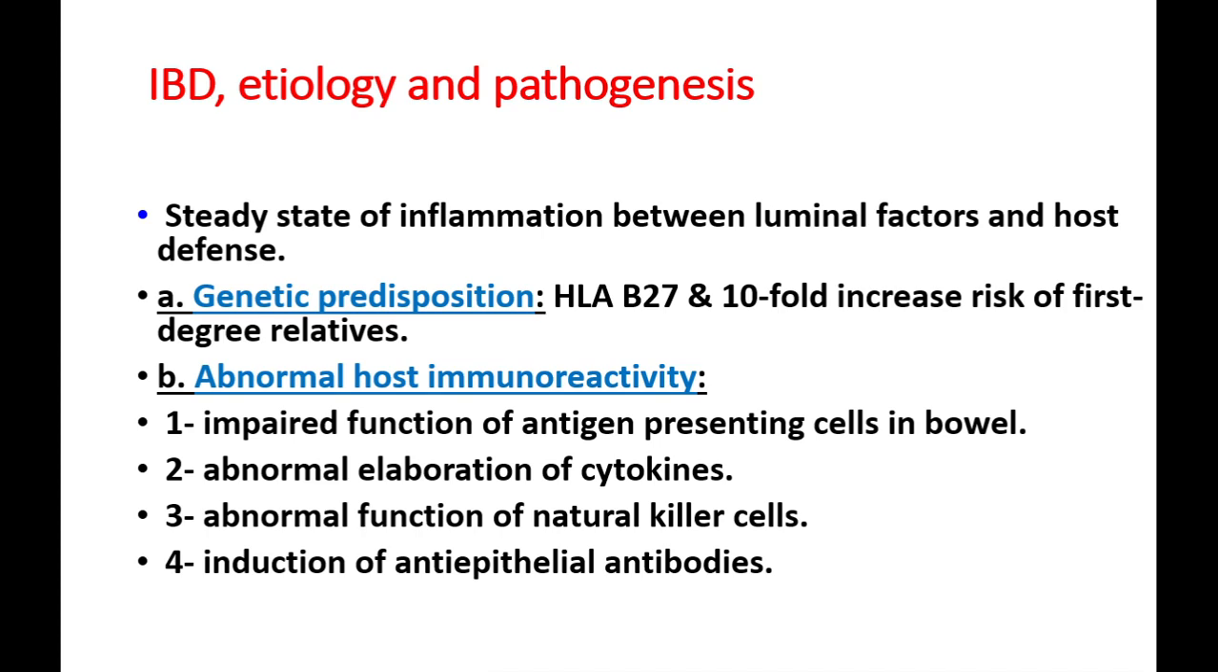In inflammatory bowel disease, again, there is a steady state or continuous state of inflammation between luminal factors and host defense. Genetic predisposition is implicated in this disorder, including HLA-B12 and B27, and they have a tenfold increased risk in first degree relatives, so there is increased susceptibility in genetically predisposed people with a family history of these diseases and other autoimmune diseases. So in general, as we say, autoimmune or immune reactive diseases come in clusters with positive family history.